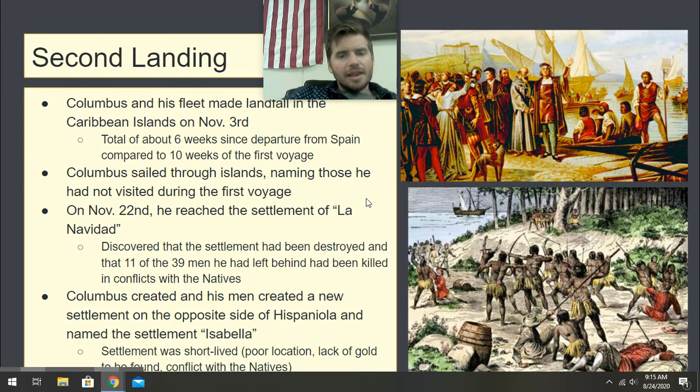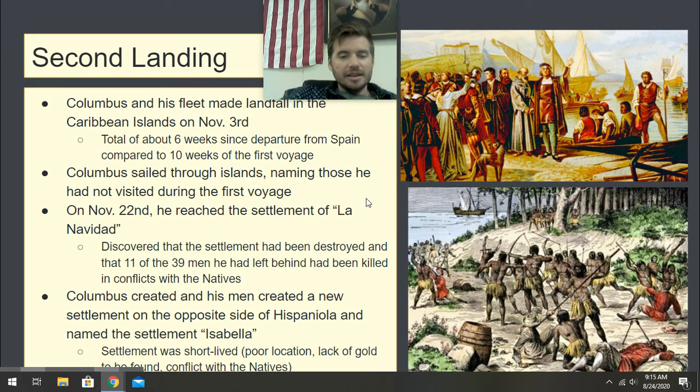So, with La Navidad being destroyed, Columbus and his men created a new settlement. I got typos in here. So Columbus and his men created a new settlement on the opposite side of Hispaniola, which is the name that Columbus gave the island they were on, and he named the settlement Isabella. Yeah, shout out to Queen Isabella.